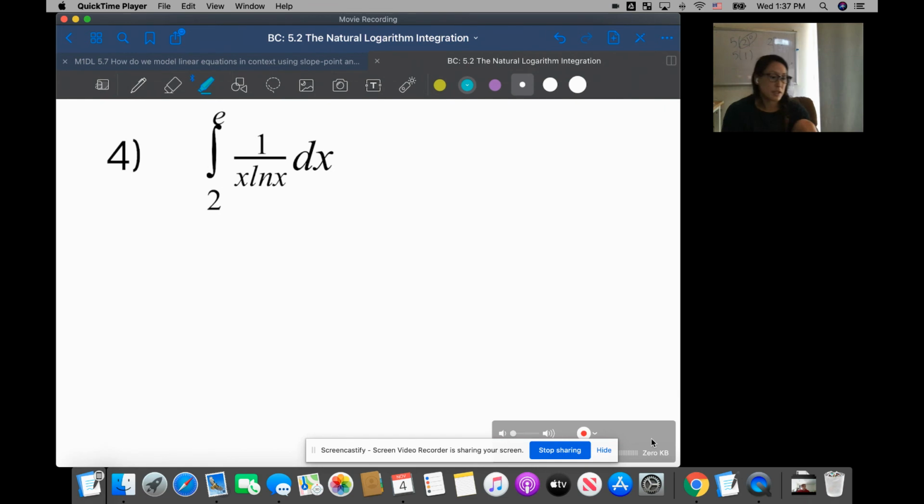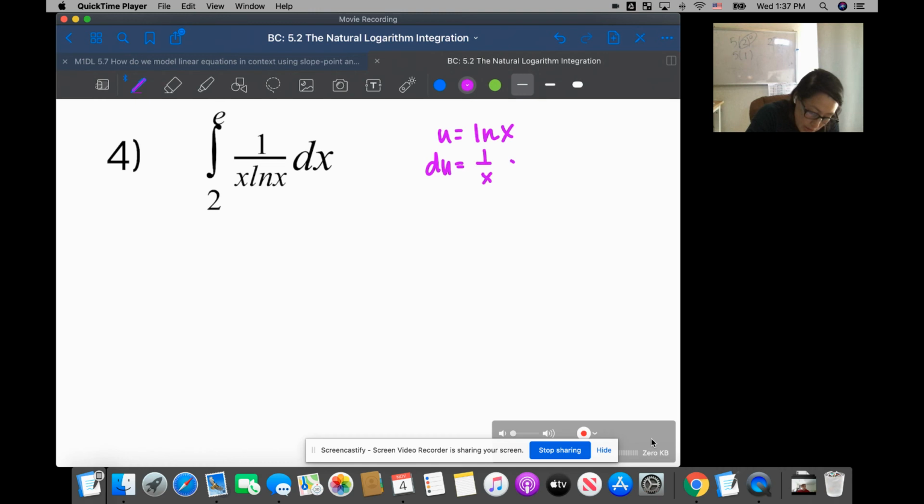All right, so we have a definite integral this time. The integral from 2 to e of 1 over x times ln x dx. I can see that there's this 1 over x part. And I also know that the derivative of ln x is 1 over x. So I'm thinking that there might be some special cancel-y stuff if I make u equal to the ln of x. Okay, so I get du is equal to 1 over x dx. So dx is equal to x du. Okay, so we have the integral from 2 to e of 1 over x times 1 over u times x du. Like I said, some cancel-y stuff.